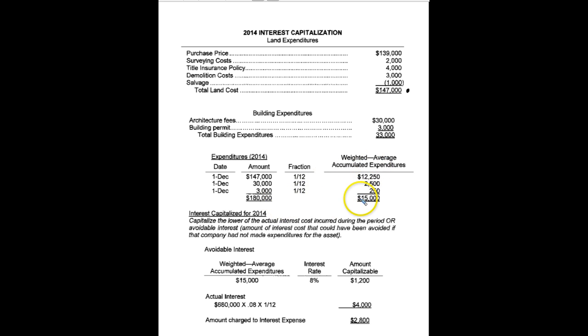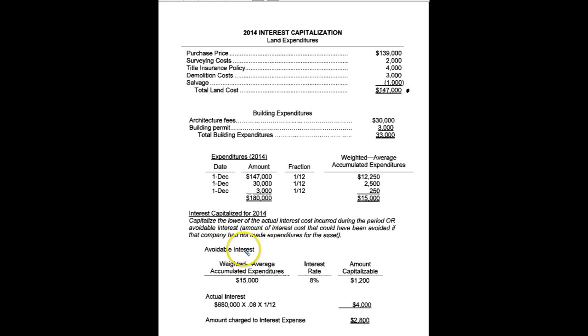Okay, so now that we've got that $15,000, how much will we capitalize? Well, here's the rule. We're going to capitalize the lower of the actual interest cost incurred during the period or the avoidable interest. And as you can imagine, the avoidable interest is just the interest savings or the interest cost we would have avoided if we hadn't constructed this building and borrowed money. So if we hadn't constructed the building and borrowed money, how much interest would we have saved?